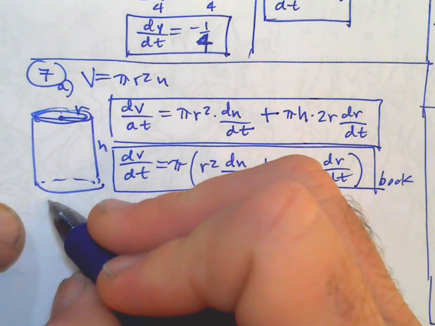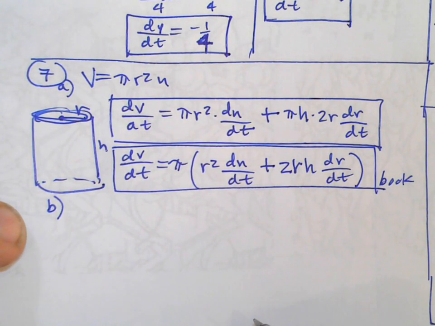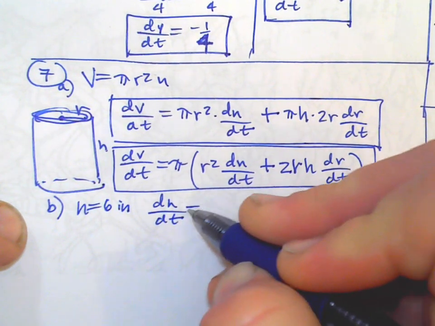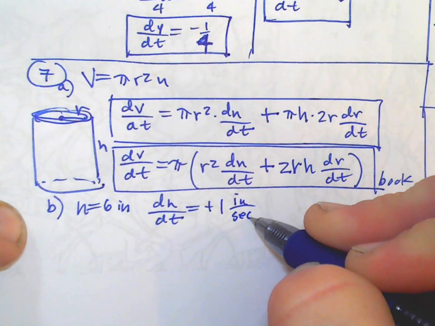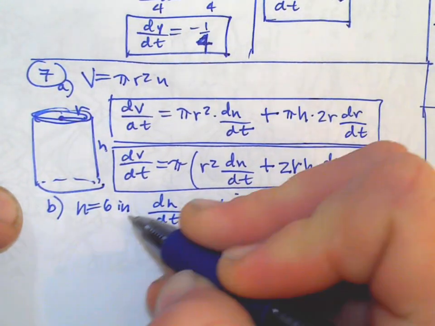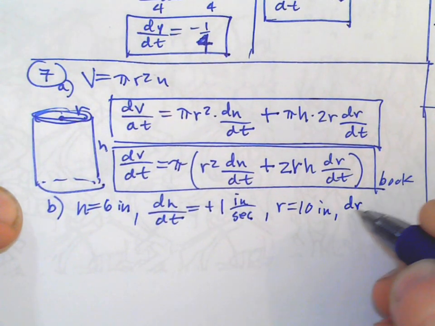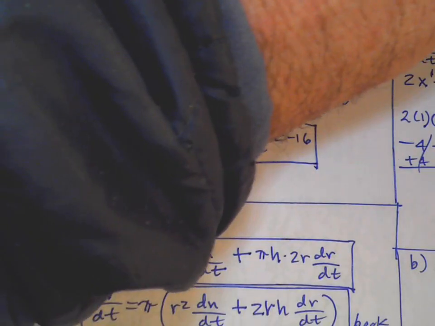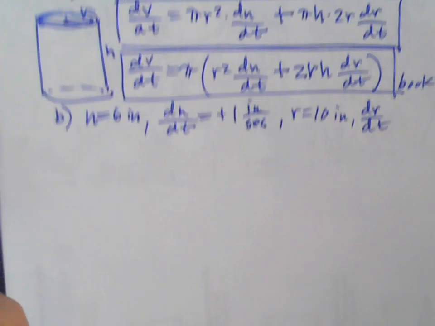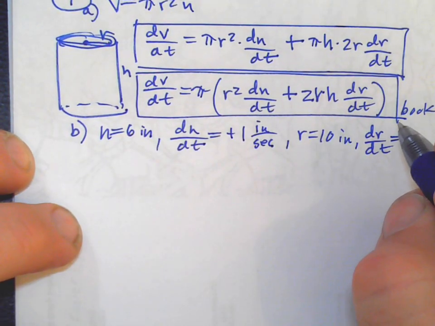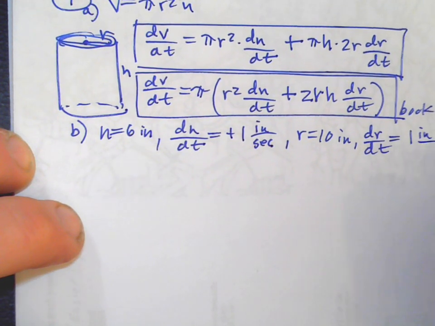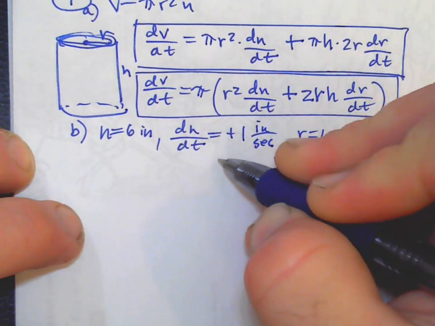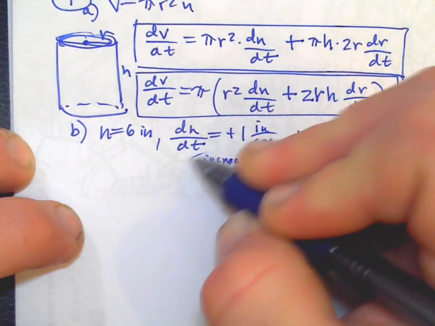Okay, part B says, so they're kind of leading you through it still. At a certain instance, the height is 6 inches and is increasing, dh/dt is positive 1 inch per second, while the radius is 10, and dr/dt, it says that the radius is decreasing at 1 inch per second. Now they don't give you a negative, but they say decreasing, so you better put a negative on there. Decreasing is negative, increasing is positive. That's an easy thing to miss.